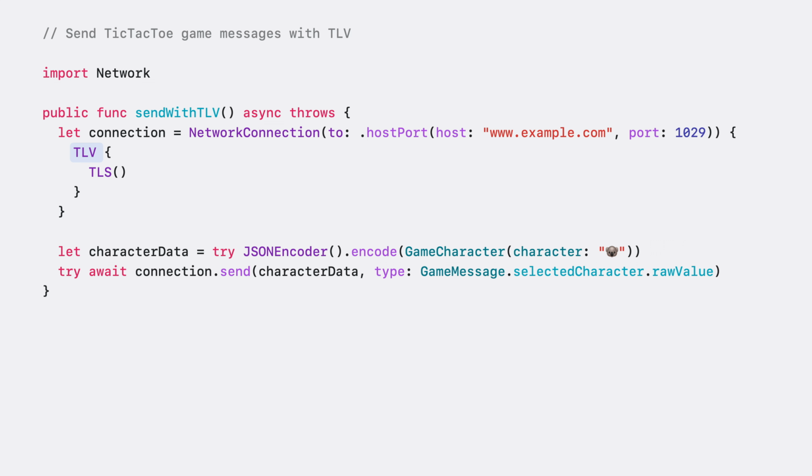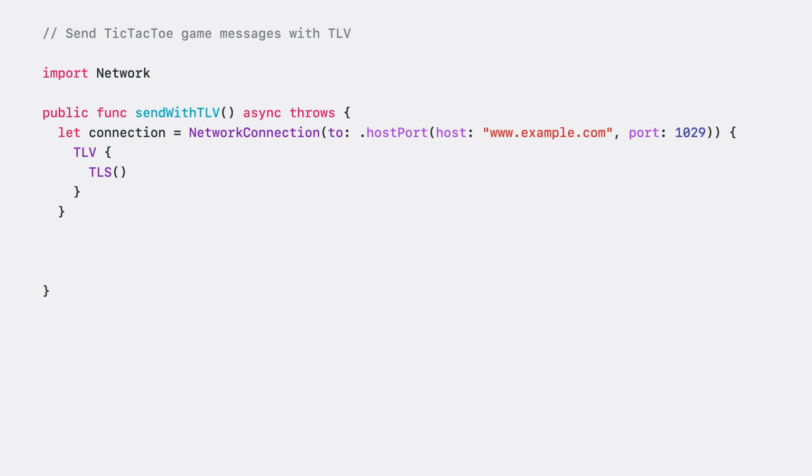Because TLV will frame my messages for me, the interface for sending and receiving is slightly different. I'm going to encode my game character struct using JSON encoder and send it. Notice that I'm specifying the type of the message along with the encoded data. Now let's look at how I receive messages using TLV.